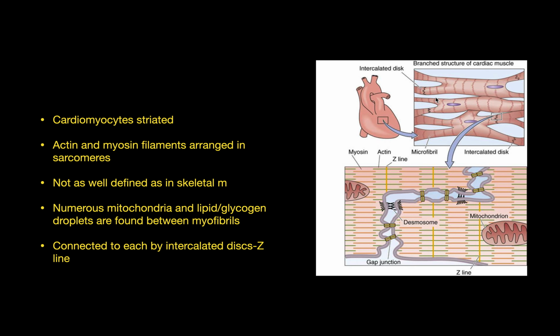And they're all connected to each other by intercalated discs, which are analogous to the Z line in skeletal muscle. So here you see the thick filament, myosin, and the thin filaments. Here is the intercalated disc or the Z lines. And look how the cells are held together. And here's the mitochondria.